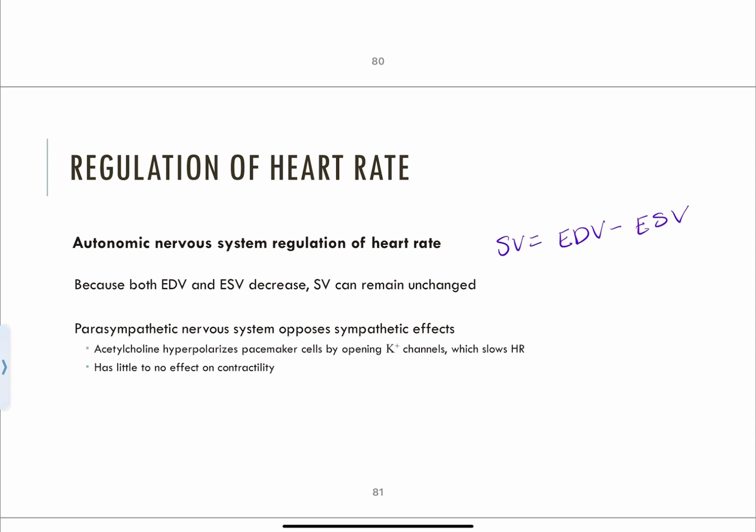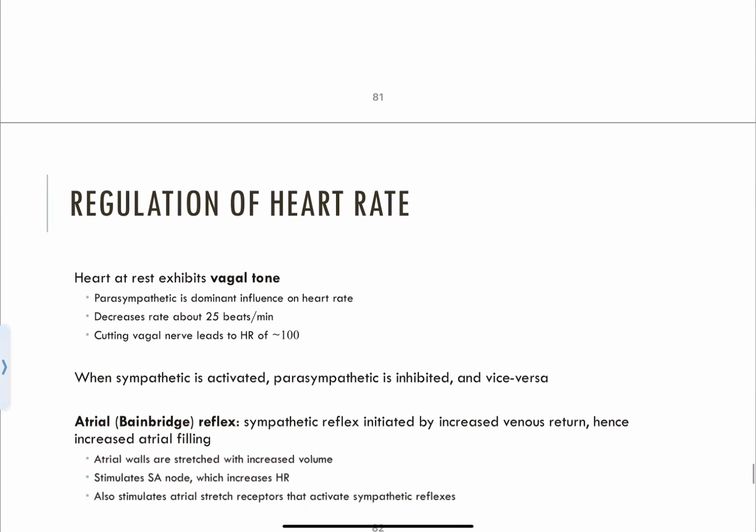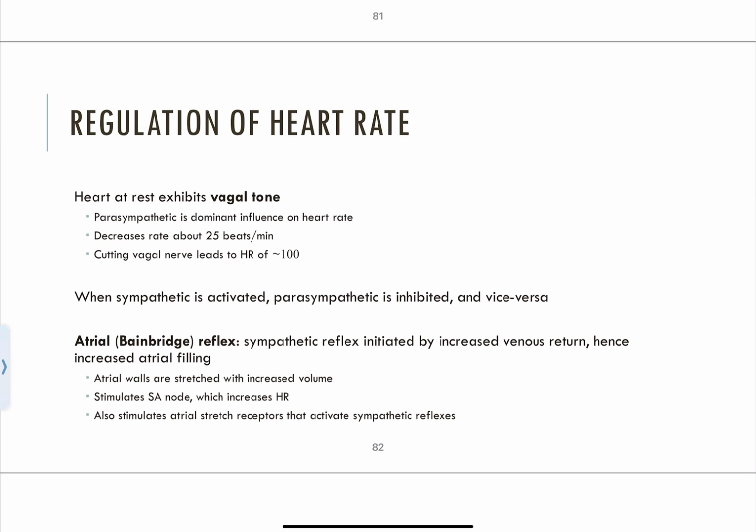However, the parasympathetic nervous system doesn't really have any effect on the contractility of the heart itself. So heart at rest exhibits vagal tone. So the parasympathetic is the dominant influence on the heart rate. The dominant influence on our heart is actually inhibitory. So that's why parasympathetic is the dominant influence.